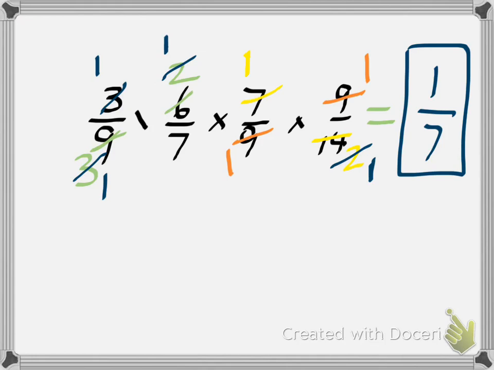I should also point out, rather than canceling the 7 and the 14, it would have been fine to cancel out these two 7's. So there are different ways to do these. Either way you do it, you're going to end up with 1/7 as your answer.